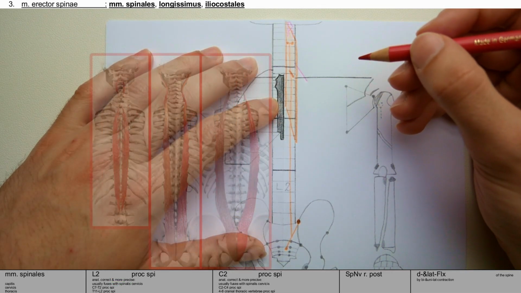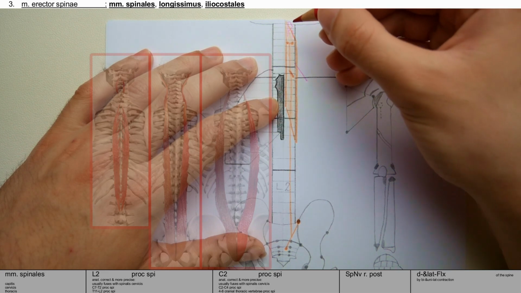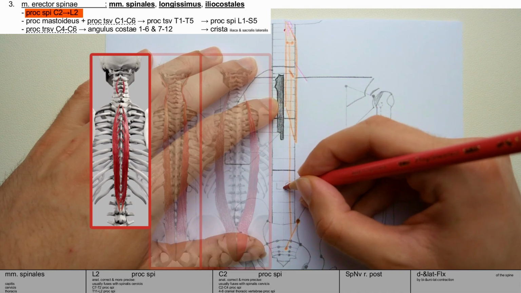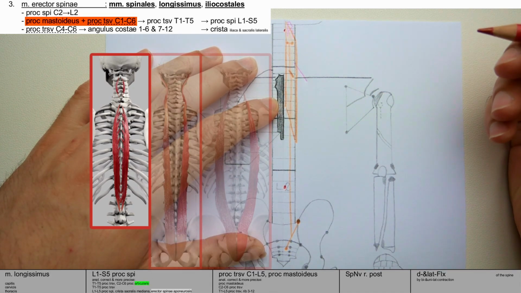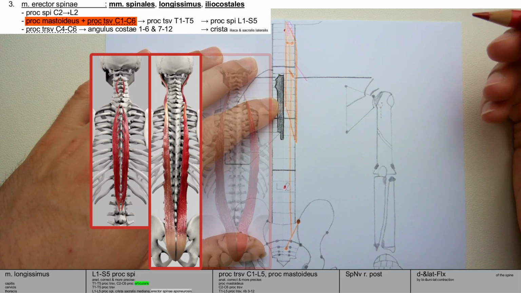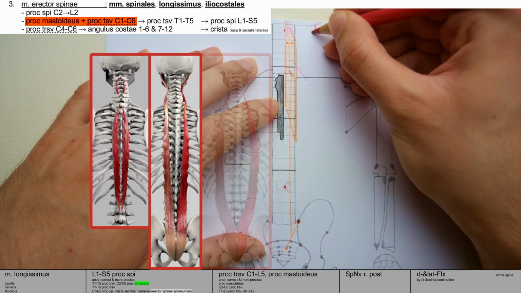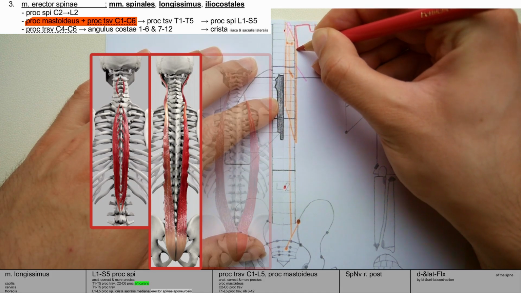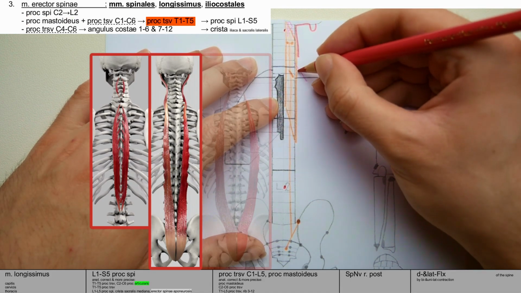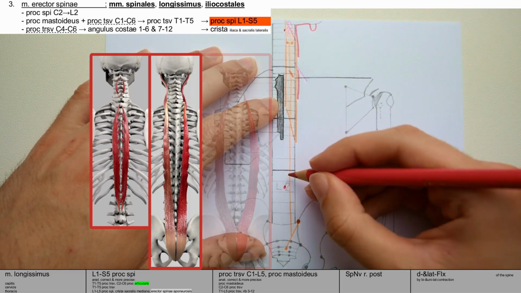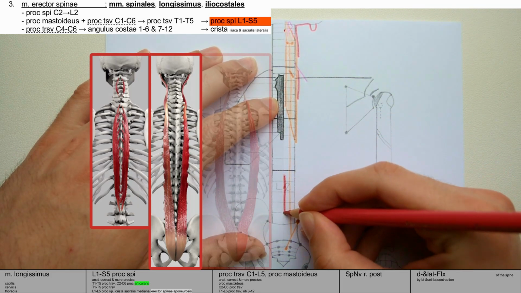The intermediate layer of the deep back consists of the erector spinae muscles. The musculi spinalis covers almost the entire spine. The musculi longissimus ranges, to put it simply, from processus mastoideus and processus transversus of C1 to C6 over processus transversus of T1 to T5 to processus spinosus of L1 to S5.